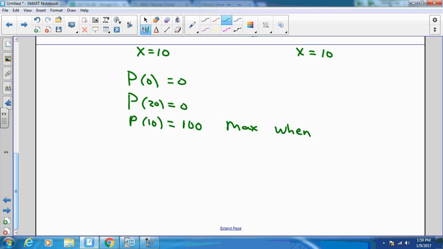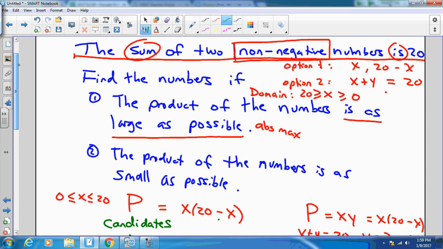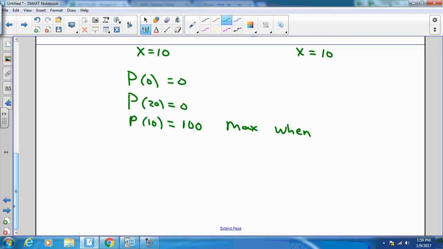when, now we need to make sure we answer the question. What question did they ask? Did they ask for the maximum product? No, they asked for the two numbers. Go back and check the exact wording of your question here. Find the numbers. So we need to make sure that we answer that question. And if x is 10, then y must be 10 also.